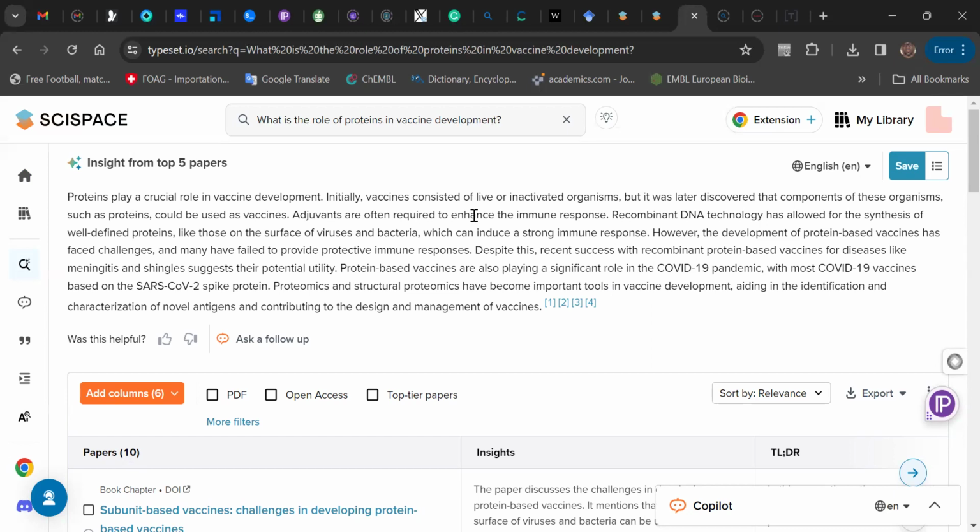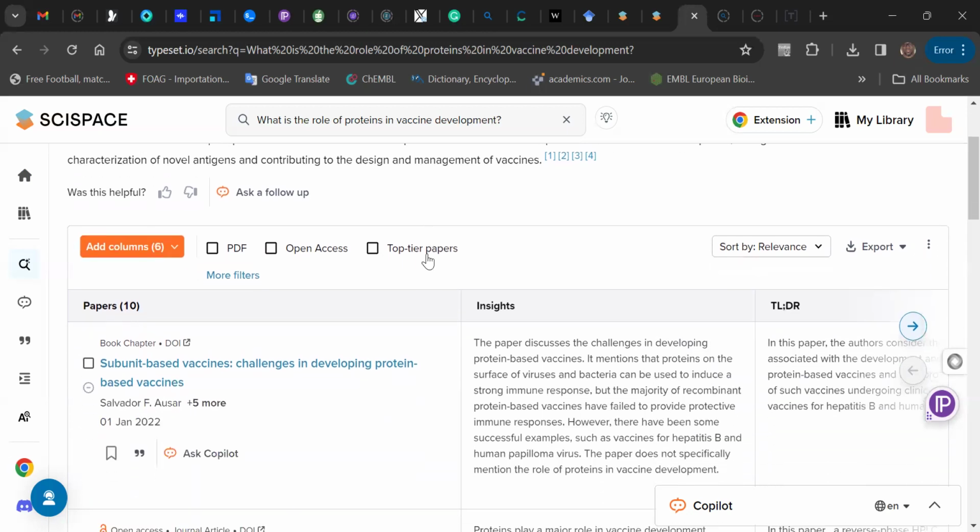However, the development of protein-based vaccines has faced challenges, and many have failed to provide a protective immune response. Despite this, recent success with recombinant protein-based vaccines for diseases like meningitis and shingles suggests their potential utility. Protein-based vaccines are also playing a significant role in the COVID-19 pandemic, with most COVID-19 vaccines based on the SARS-CoV-2 spike protein. Proteomics and structural proteomics have become important tools in vaccine development, aiding in the identification and characterization of novel antigens and contributing to the design and management of vaccines.